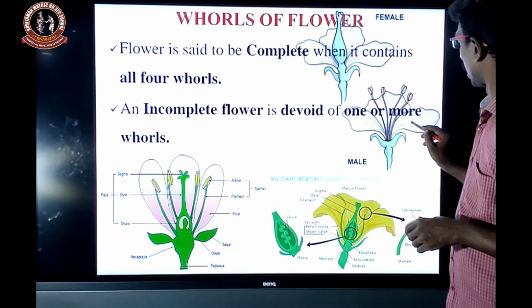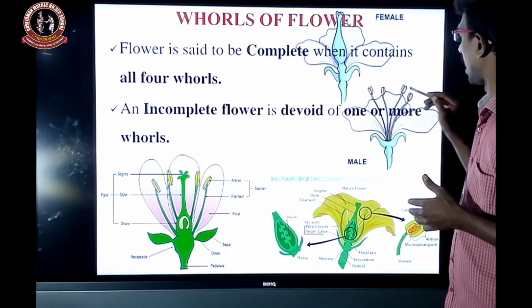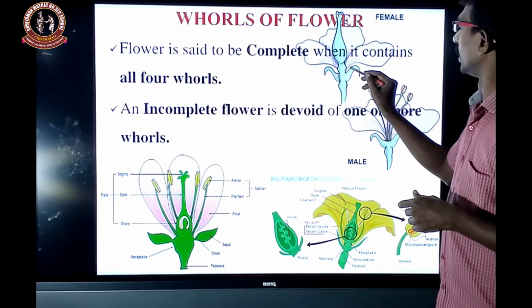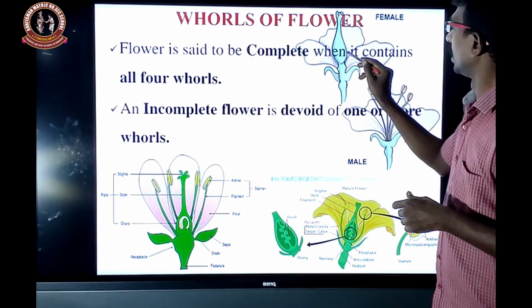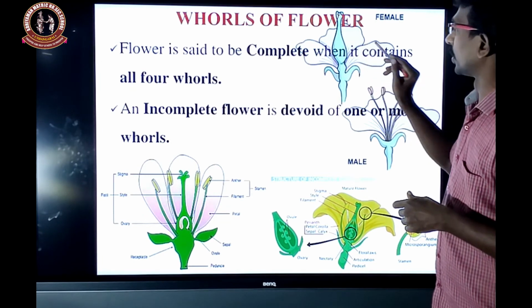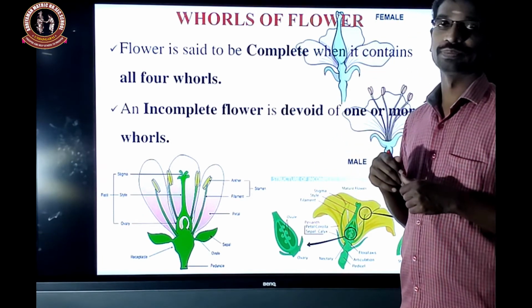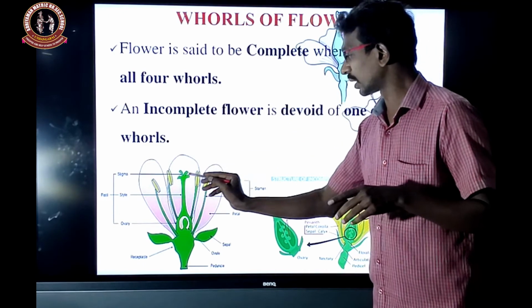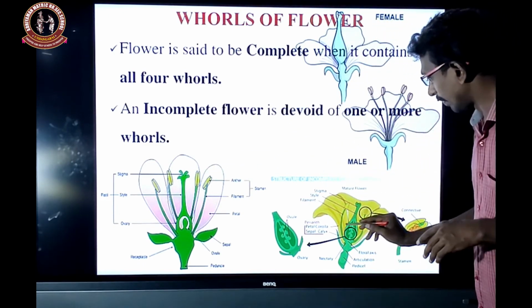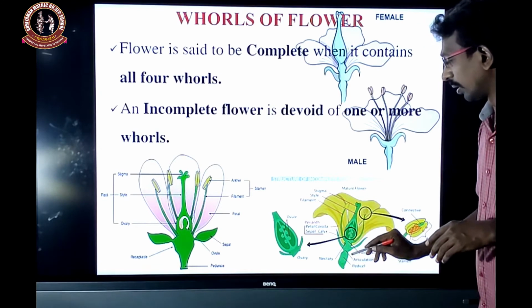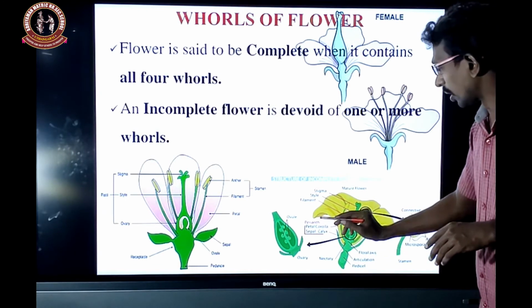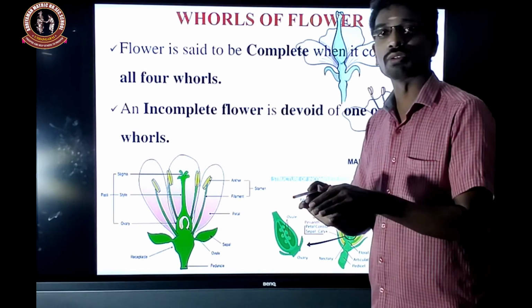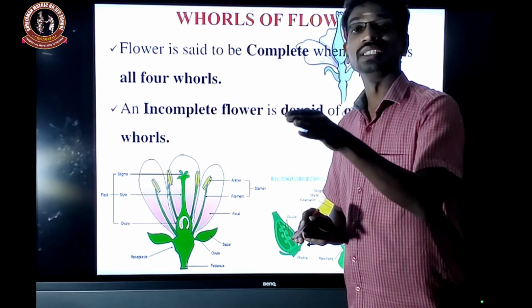Here the calyx and corolla are present, but the gynoecium is absent, androecium is present. Here the calyx and corolla are present, and the gynoecium is present, but the androecium is absent. So these two flowers are incomplete flowers. This one is a complete flower. Sometimes, instead of calyx and corolla, the perianth is present, and the particular flower is also said to be an incomplete flower.